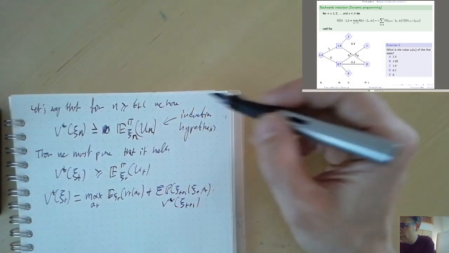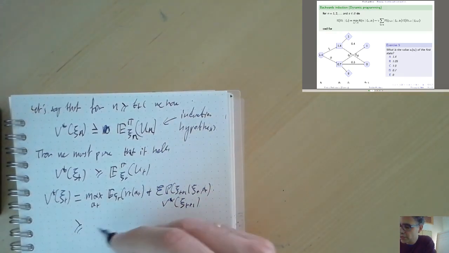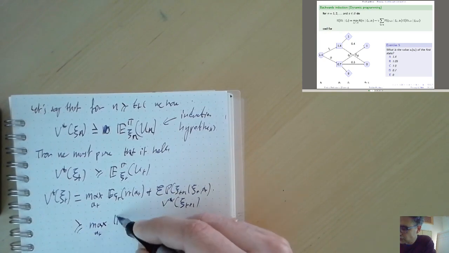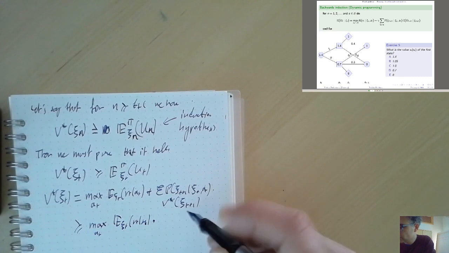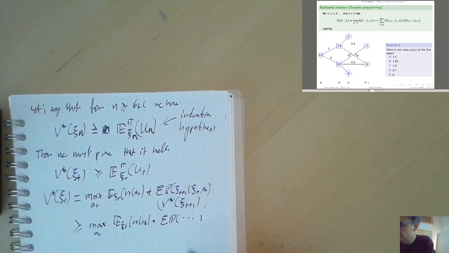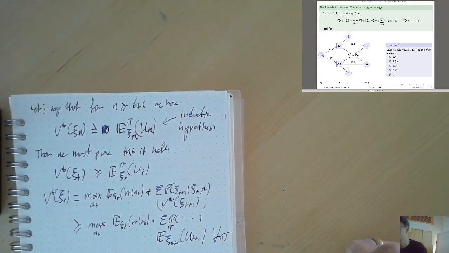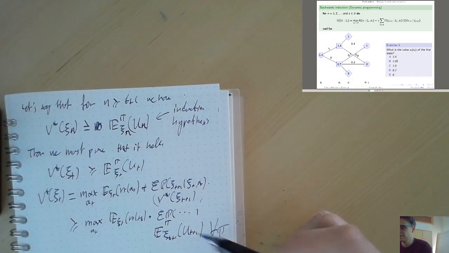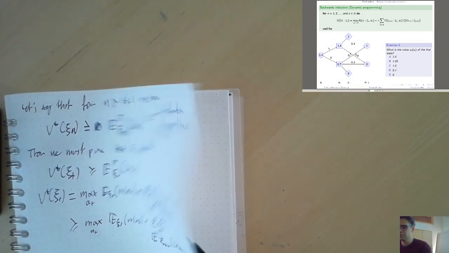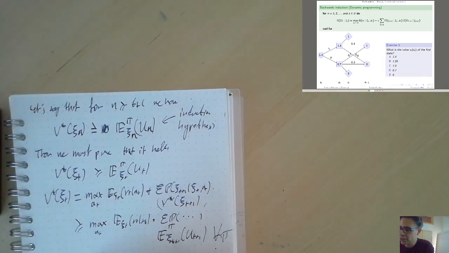Now, by our induction hypothesis, this has to be greater or equal. So it's the same. The only thing I'm changing now is this V star. So this is true for any possible policy pi, by the induction hypothesis. Now, because I'm taking the maximum here, you can look at the combination of this action at this step and all possible policies afterwards as being greater or equal than for any policy pi.